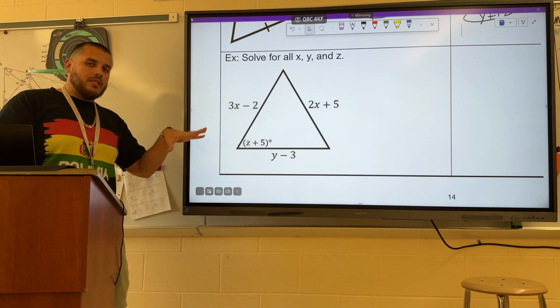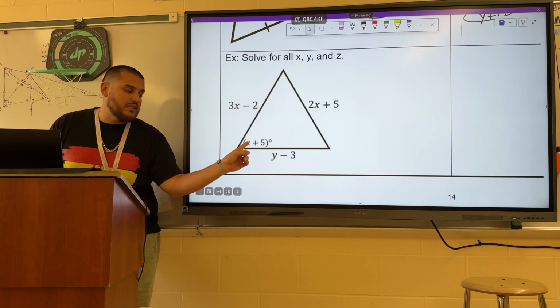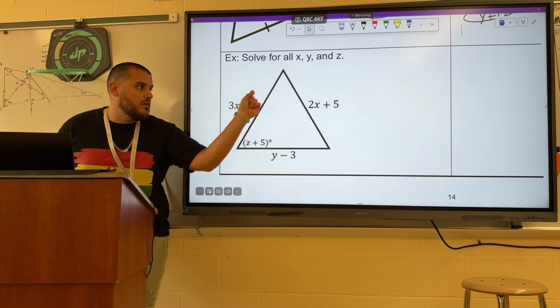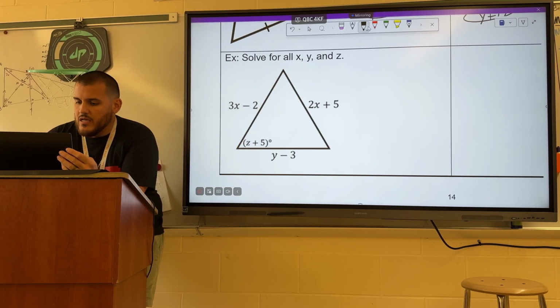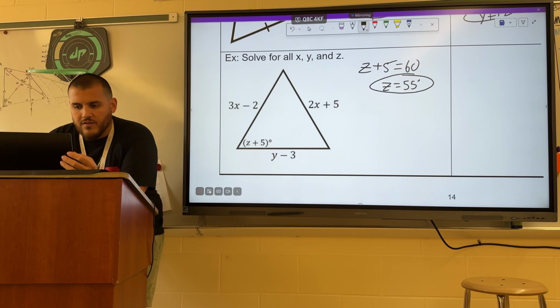And so, assuming this is an equilateral triangle, let's start with the z in there. The z is inside the triangle, this is an angle. And as we've done in our last few examples here, all these angles have to be 60 degrees. So, z plus 5 has to equal 60. If we subtract 5 from both sides, we'll get 55 degrees there for z.